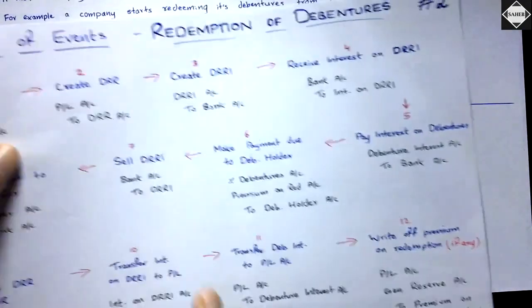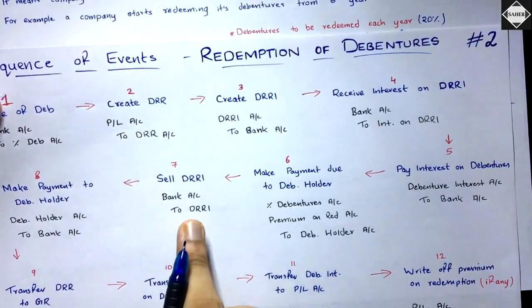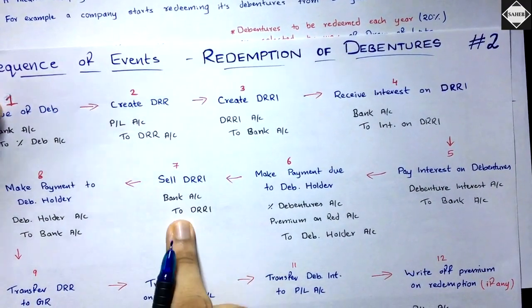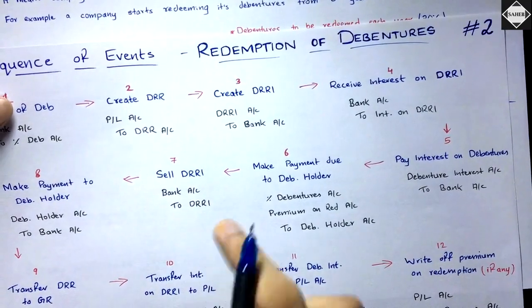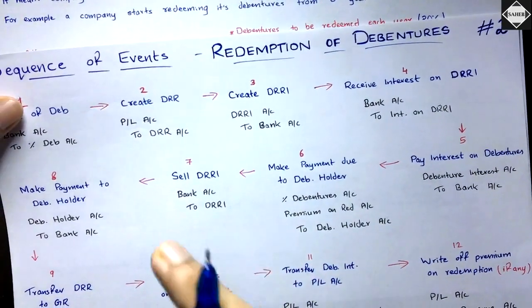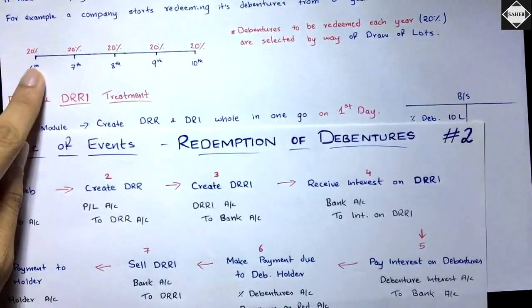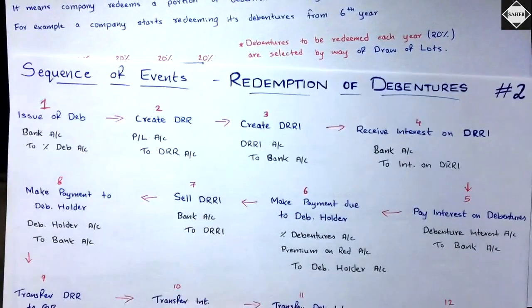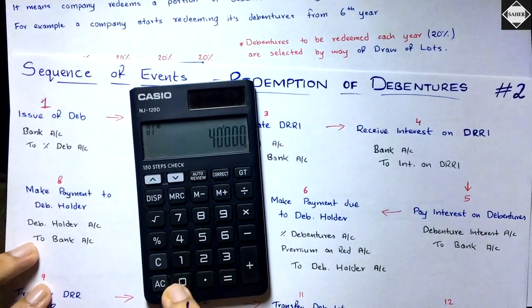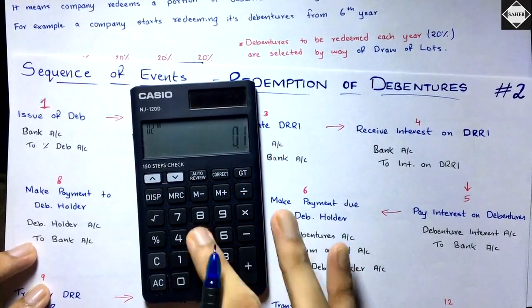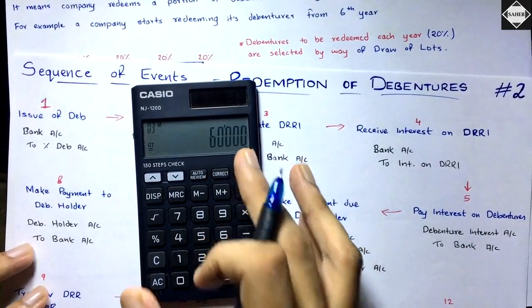You can't sell the entire DRI. No. You have to sell the proportionate investment, proportionate DRI. Proportionate to what? Proportionate to the face value of the debentures that are redeemed in the current year. Here it is 20%. For example, let's say it is 4 lakh. Just for an example, 4 lakh into 0.15, 15%, so 60,000 investment you are going to sell.